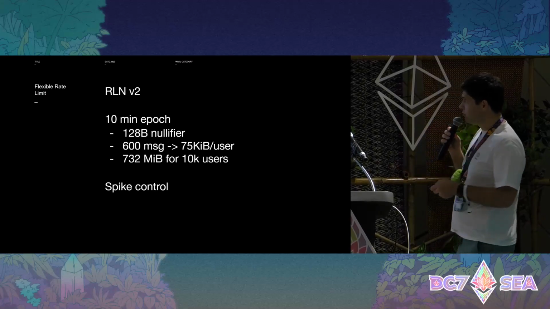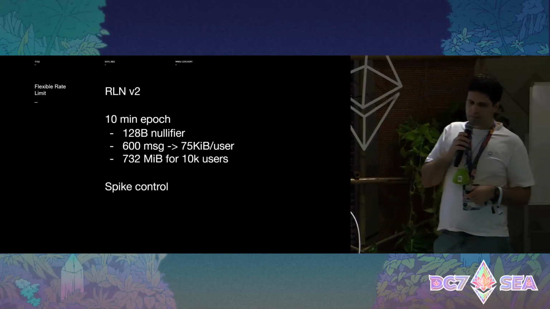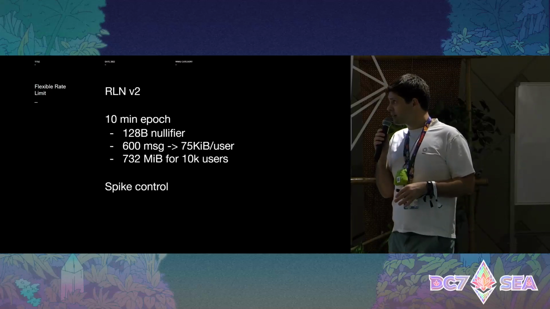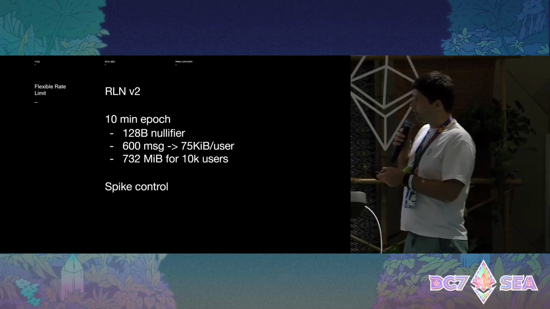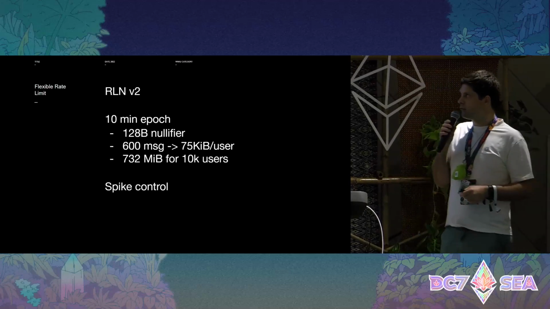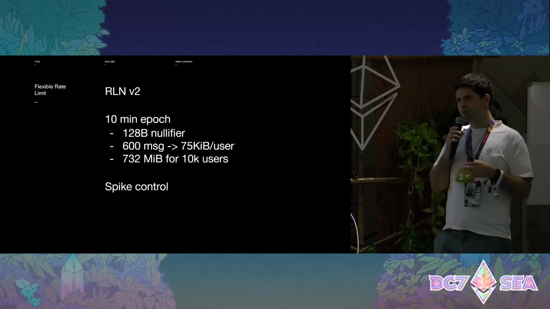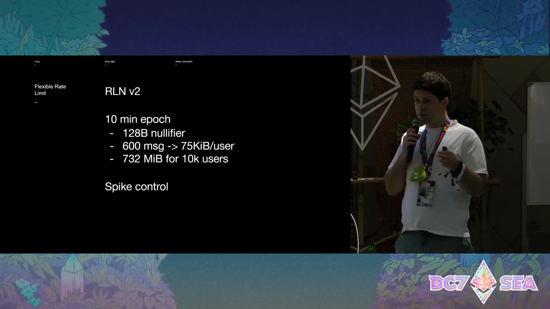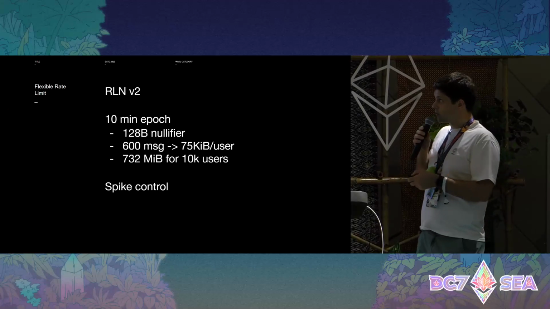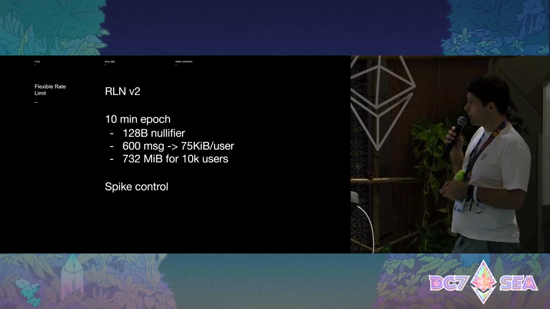So with RLNv2, for a node to verify that someone is not exceeding the rate limit, they need to remember the nullifier. The nullifier is a piece of data in the proof. So for every message that goes through the network, they can check the proof and then store the nullifier for this epoch until the epoch finishes. The nullifier is 128 bytes.